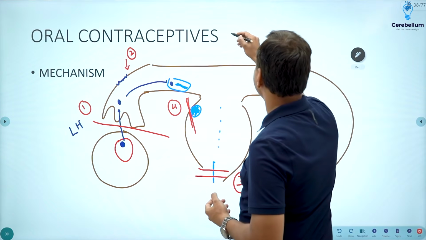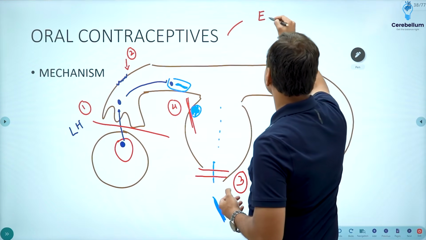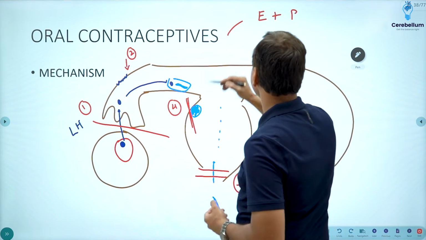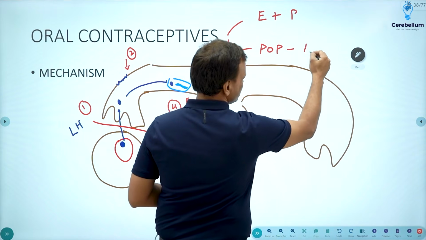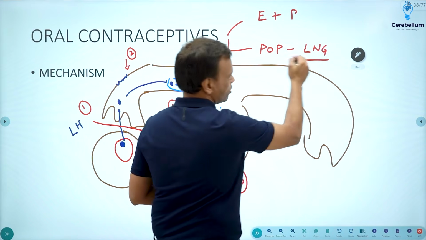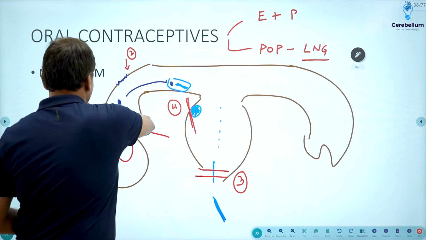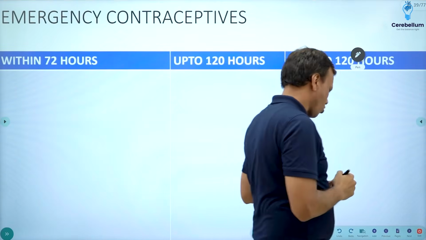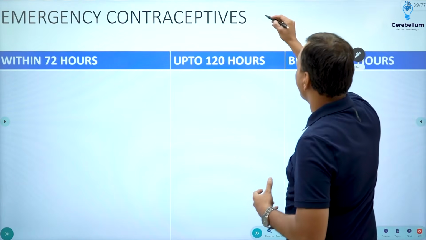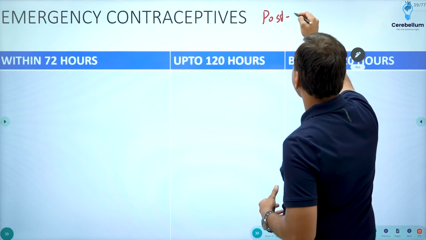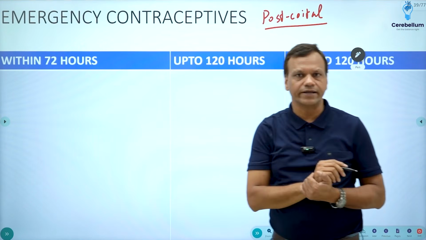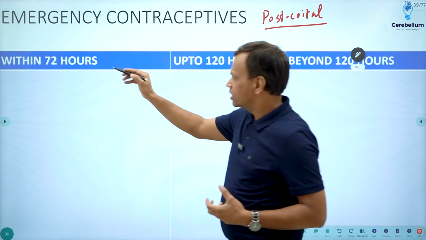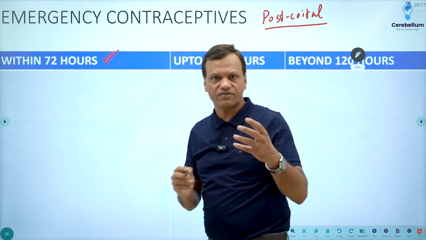So for oral contraceptives, we can use a combined oral contraceptive, that means estrogen plus progesterone, or we can use progesterone only pills, which are called mini pills, which contain only levonorgestrel. Okay? Then the special thing to remember is emergency contraceptives. These are called post-coital pills or morning after pills. They are used after unprotected intercourse to prevent pregnancy. Most of them should be used within 72 hours.